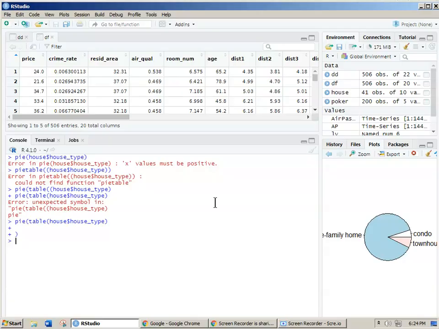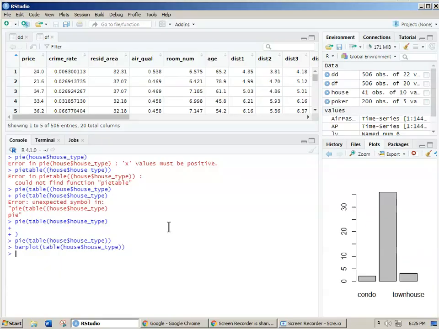Okay, so you can see the pie chart here: family home, condo, and townhouse. And that's the proportion if you want to look at it like that. And then we can do a, make sure we get it correct this time. Okay. And then we can do a bar plot. And we have a bar plot as you saw last time.